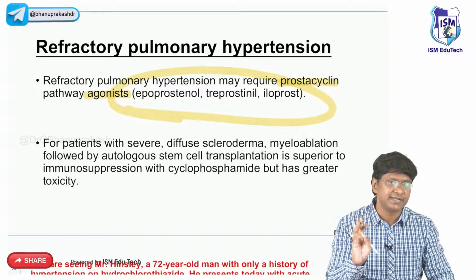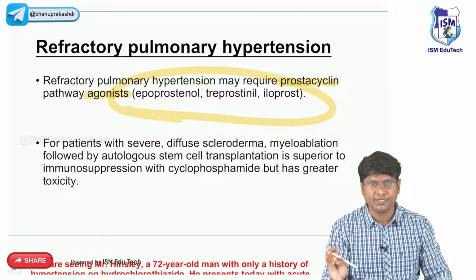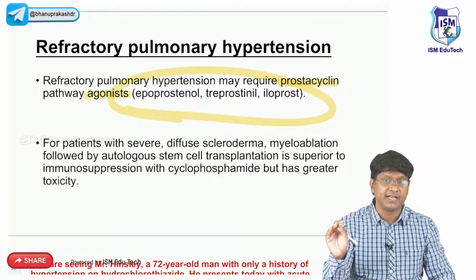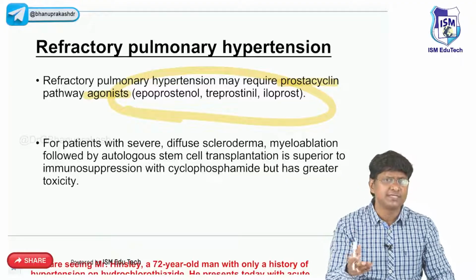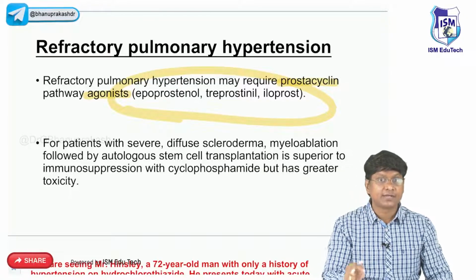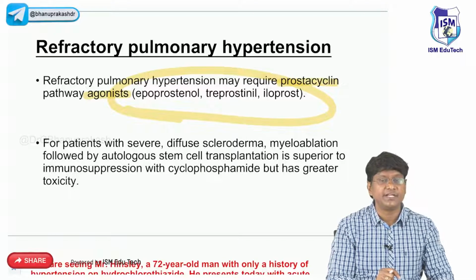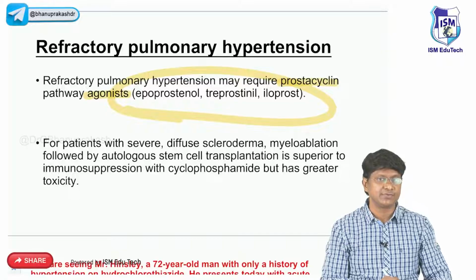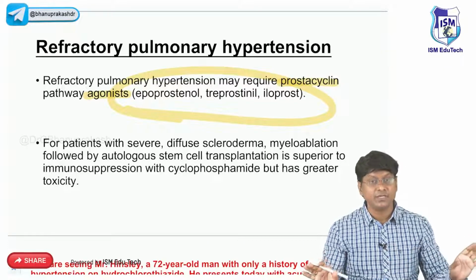So the first line drugs that you can give are endothelin receptor antagonists. The alternative drugs are phosphodiesterase type 5 inhibitors, that is sildenafil, tadalafil, as well as vardenafil. The new drugs are guanylate cyclase stimulant, that is riociguat. And in the refractory condition, we give prostacyclin analogs, that will be epoprostenol, treprostinil, as well as iloprost. So we are done with scleroderma.